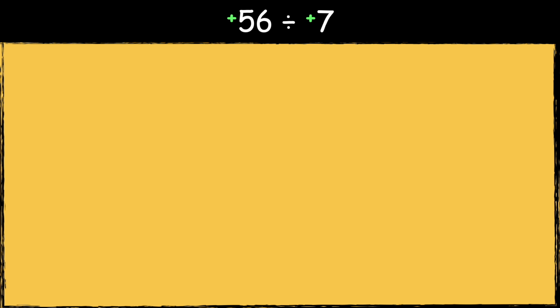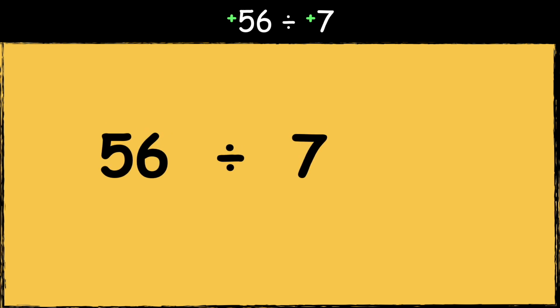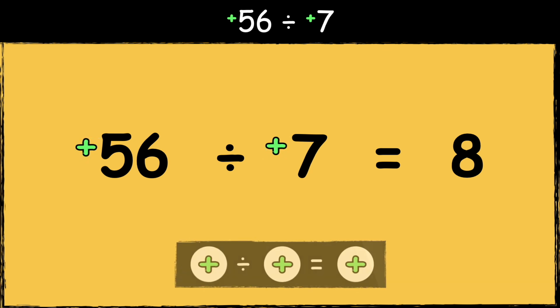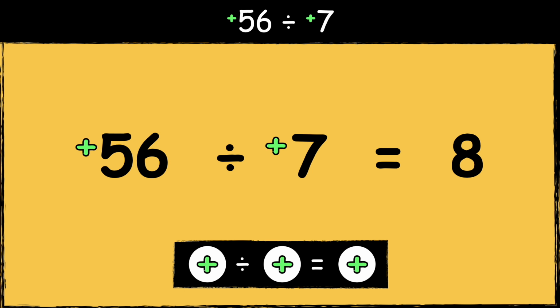Here's another example. Positive 56 divided by positive 7. Let's ignore the signs to start with. 56 divided by 7 equals 8. Now let's look at the signs. Both numbers are positive, which means the answer is also going to be positive. So the answer is positive 8.